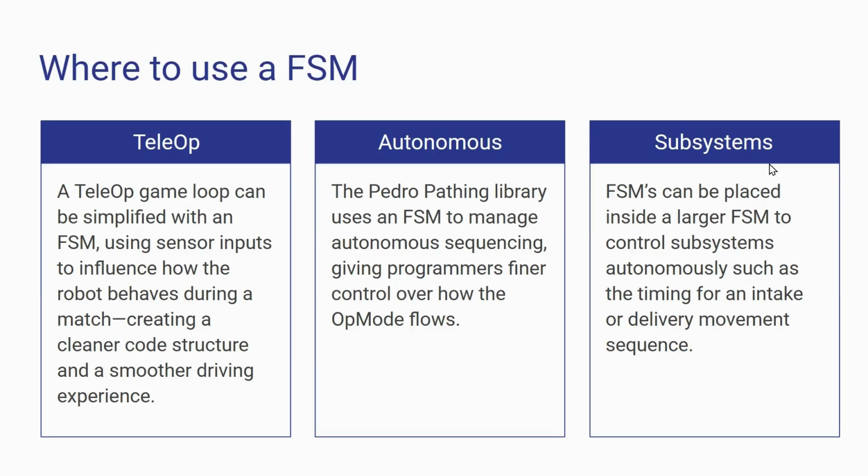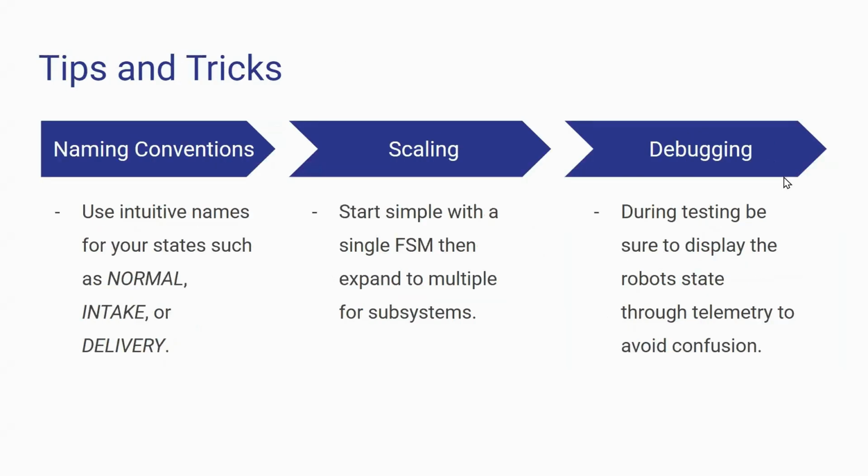You can also put state machines inside of state machines to control subsystems. So if you need to move a complex jointed arm in your delivery mode, you can have a finite state machine within the delivery case to drive that arm and use timers and things like that to switch between states.